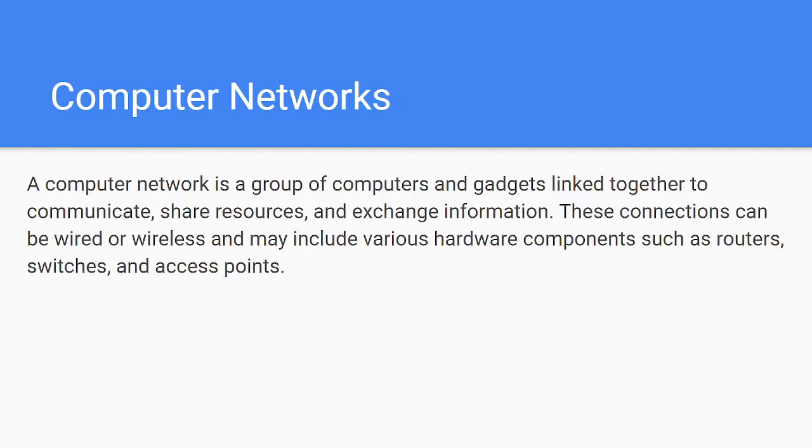It can be wired or wireless. Let's say in your house you have your phone and your laptop, and you want to communicate between them. If you use a USB cord, that is a computer network using a wired means of communication. Then if you have Wi-Fi in your home and everybody in your house connects to it, that is a wireless computer network. It may include various hardware components such as routers, switches, access points, and so on.